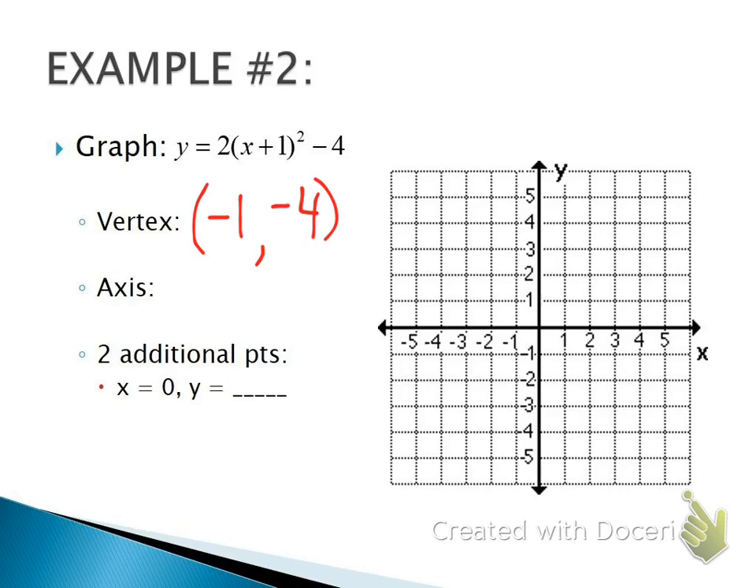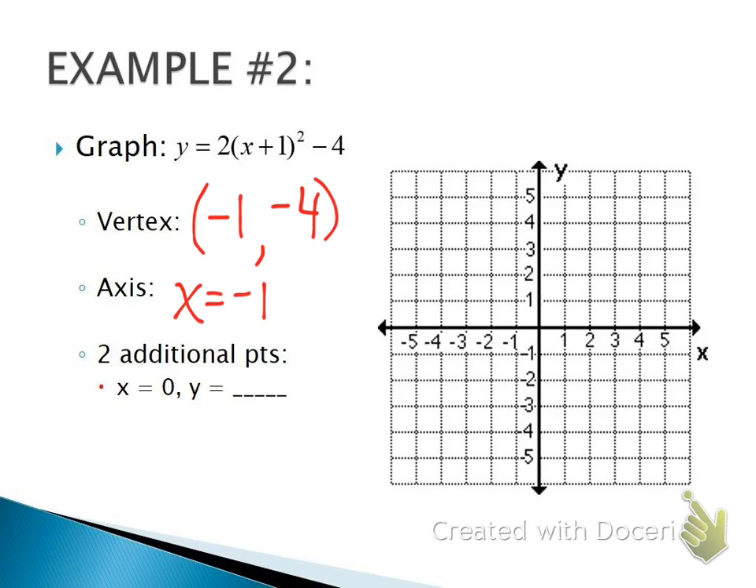Can anyone raise their hand and tell me where my axis is? X equals -1. Very good. Remember, the whole thing means we've got to include the X equals on it. Then we need to find additional points.